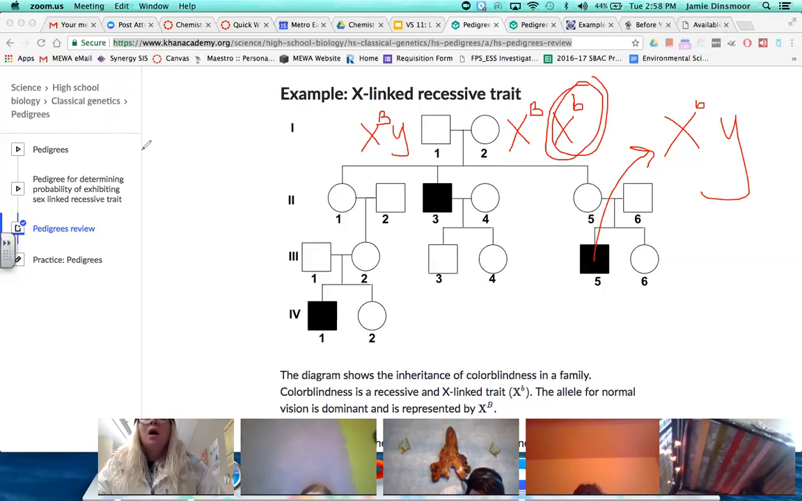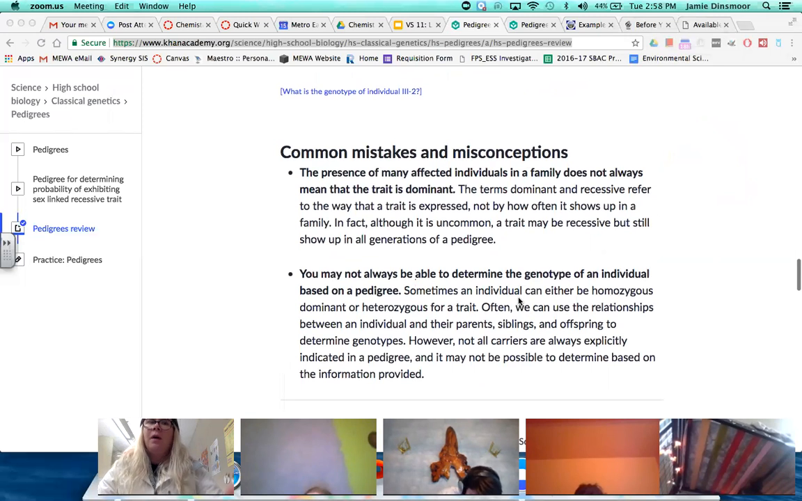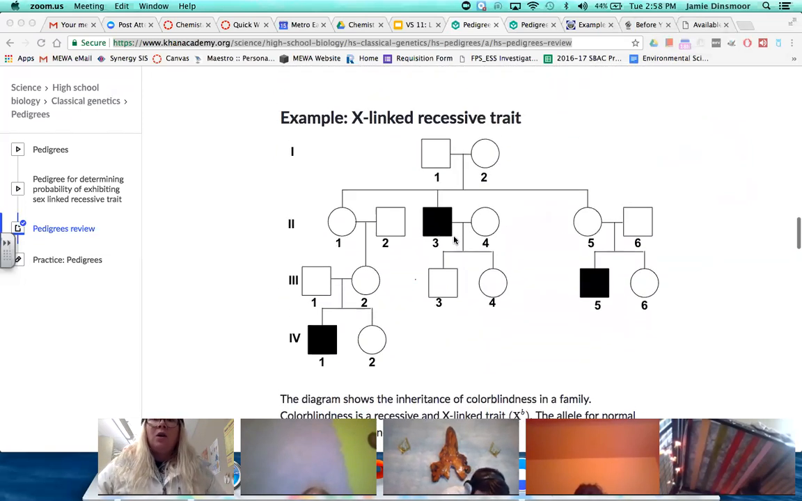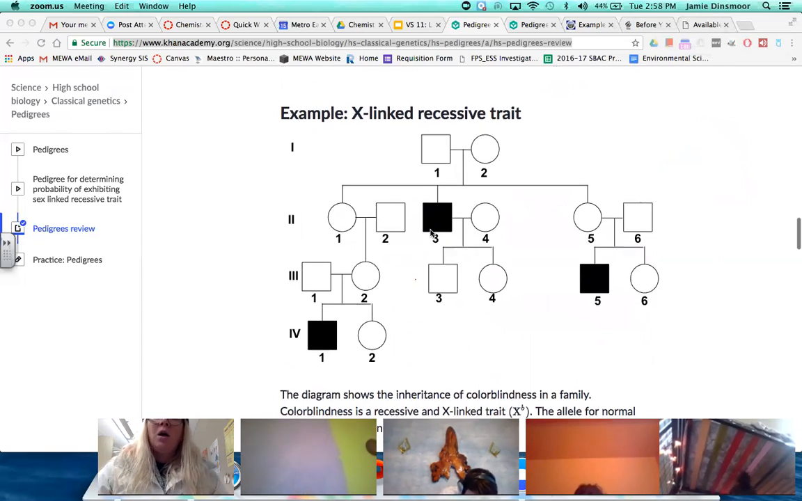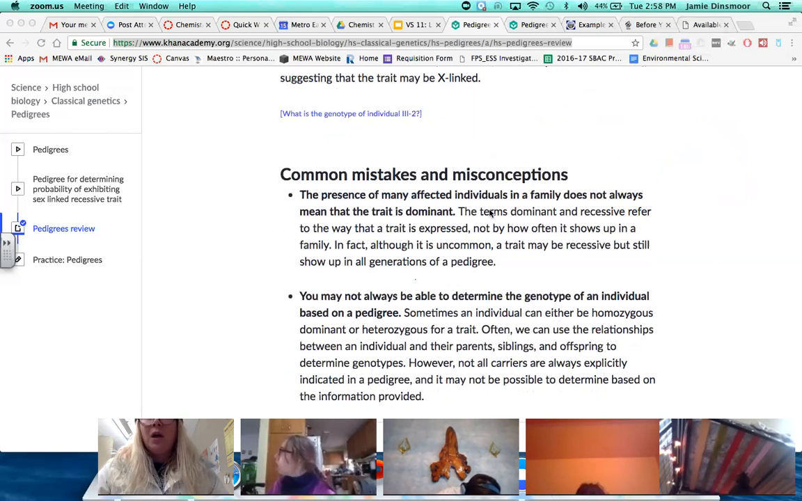Okay. So that is pedigrees in a nutshell, right? The rest of this link that I gave to you does talk about some misconceptions, which is helpful for us to look at. So just because a lot of people have it doesn't mean it's dominant, right? It might. Again, if you think it's dominant, you go through and say, okay, if this trait was dominant, what would people's genotypes be? Does it work? Most traits are not dominant. I will say that, right? At least most traits that show up in pedigrees.